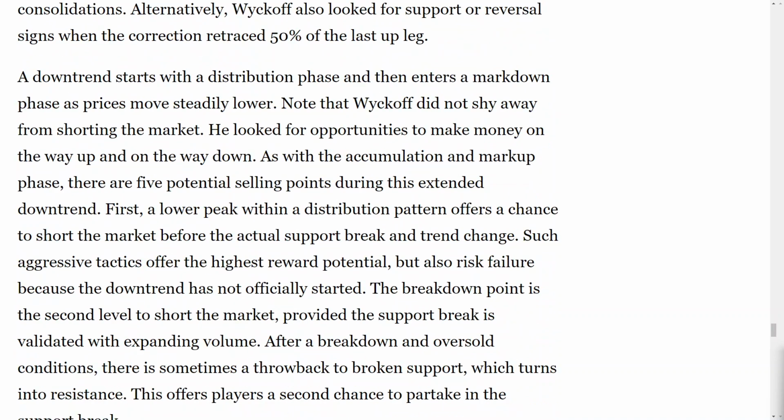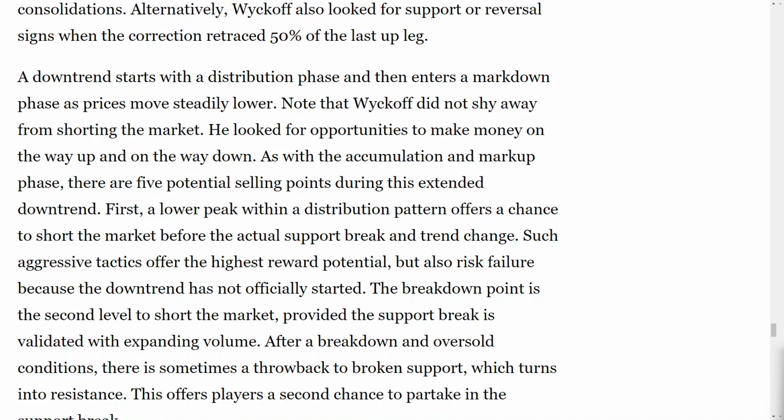A downtrend starts with a distribution phase and then enters a markdown phase as prices move steadily lower. Note that Wyckoff did not shy away from shorting the market. He looked for opportunities to make money on the way up and on the way down. As with the accumulation and markup phase, there are 5 potential selling points during this extended downtrend.